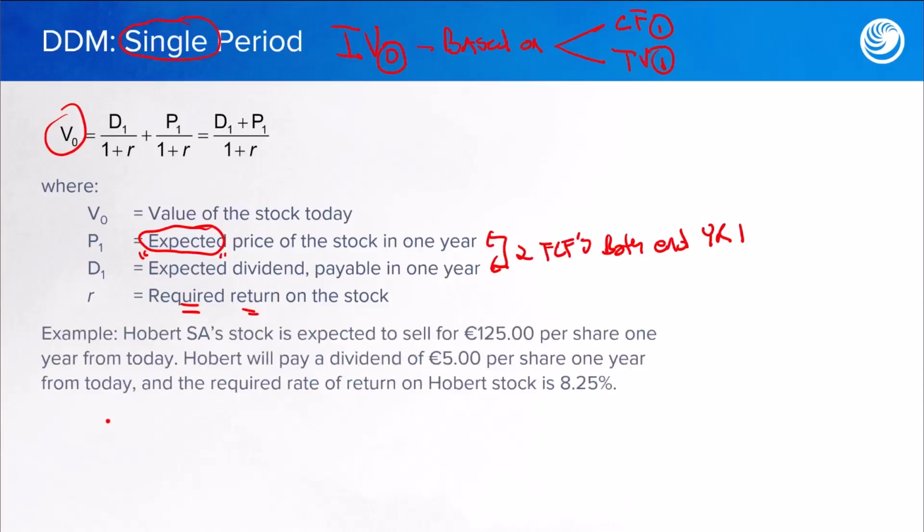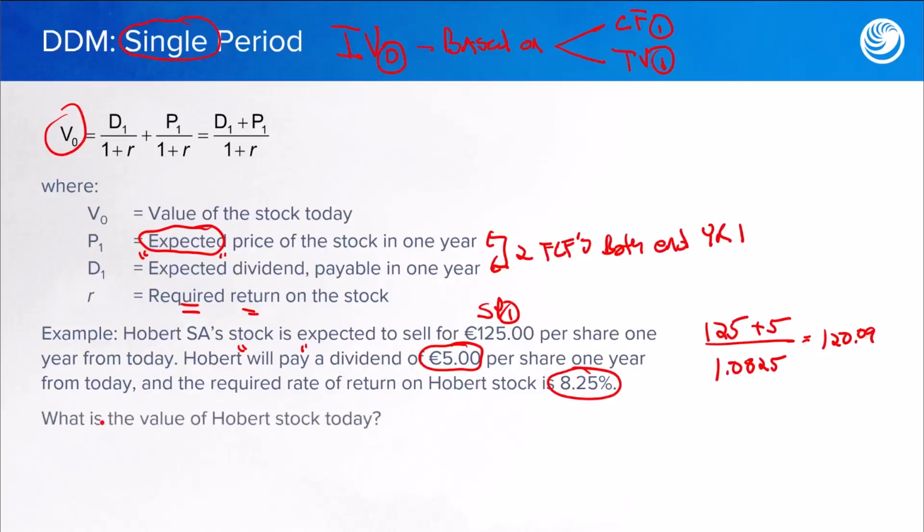All right, so here's our example. They're telling us Hobart's stock is expected to sell for 125. So there's our forecast selling price, end of year 1. And we're expecting that they will pay a dividend, so this is our forecasted dividend, 5. So we have the 125, we have the 5, our future cash flows. They tell us the required rate of return is 8.25%. So we take 130 divided by 1.0825. So what's our intrinsic value today? 120.09. All right, so no big deal there.